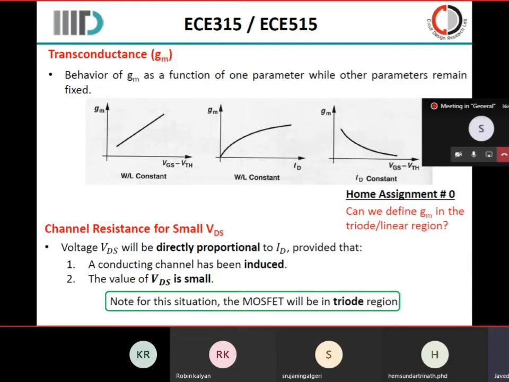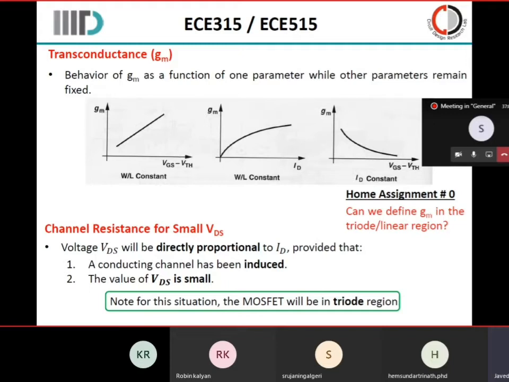So the first one you need to generally remember is the first graph, where W/L is constant and you linearly vary gm using VGS minus VTH. The other one is when ID is constant: gm slowly, exponentially falls down when VGS minus VTH is increased. So these are the two things you can do.